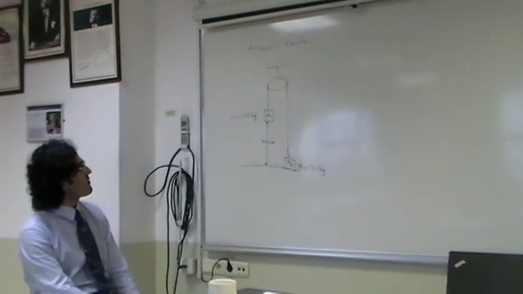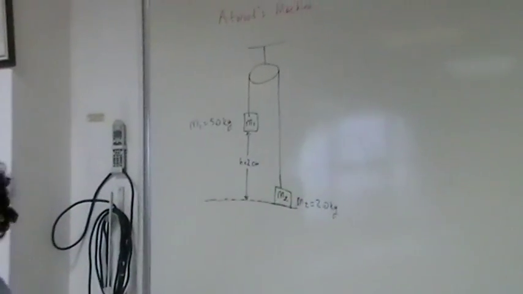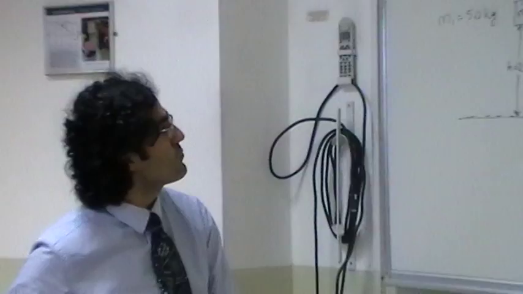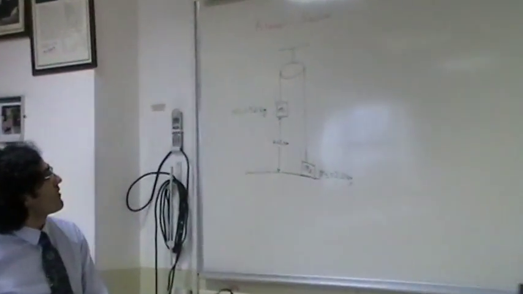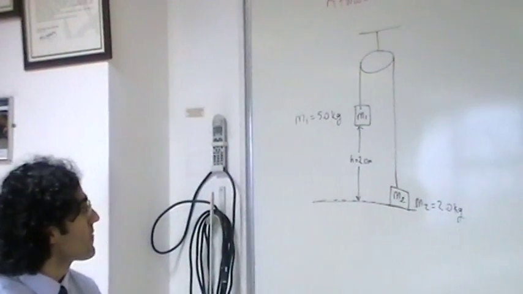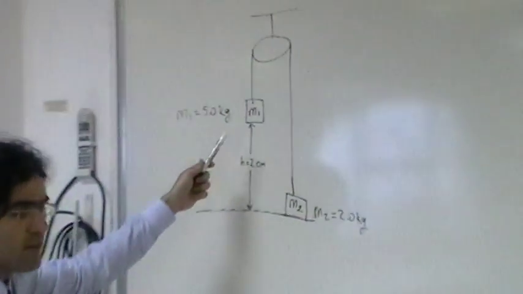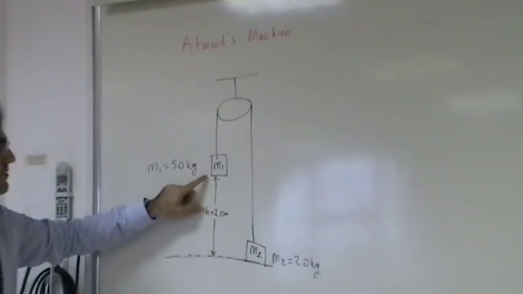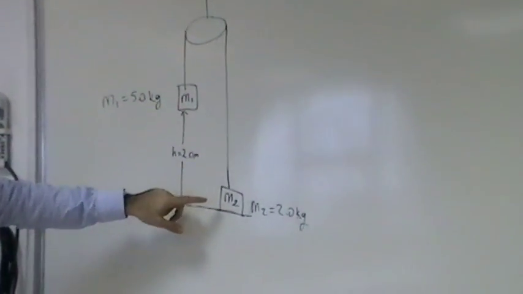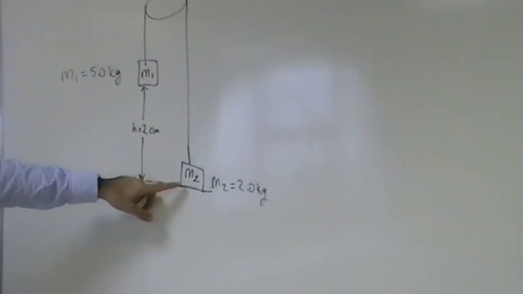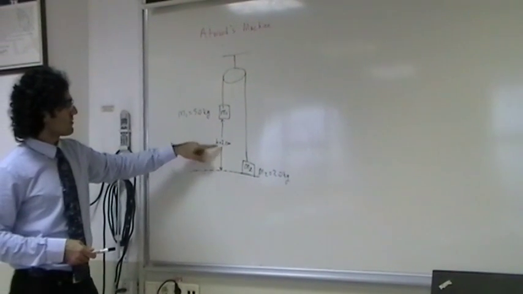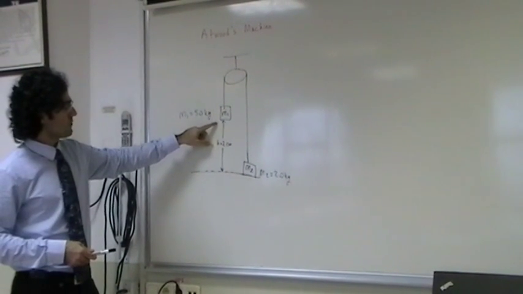Here are two objects connected to each other with a string, and there is a pulley attached to a wall. It's also called Atwood's machine. If a mass of 5 kilograms is suspended over here, and the second mass is 2 kilograms, which is on the ground, the first mass is 2 meters away from the ground.